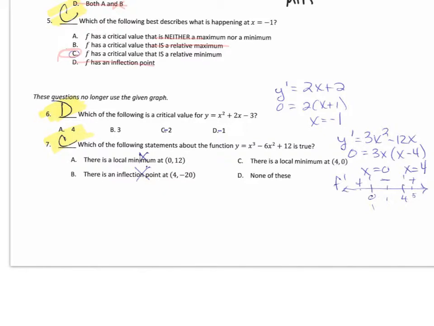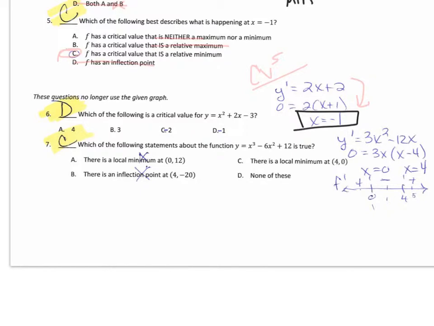Number 6, which of the following is a critical value for, and they give you a function. Well, to find the critical value, you take the first derivative, so you get 2x plus 2. Set that equal to 0. Again, the search for critical values. And when you factor, you get 2 times x plus 1. That gives us that x equals -1 is our critical value. And we go back and look. Not 4, 3, -2, it is -1. So choice D.